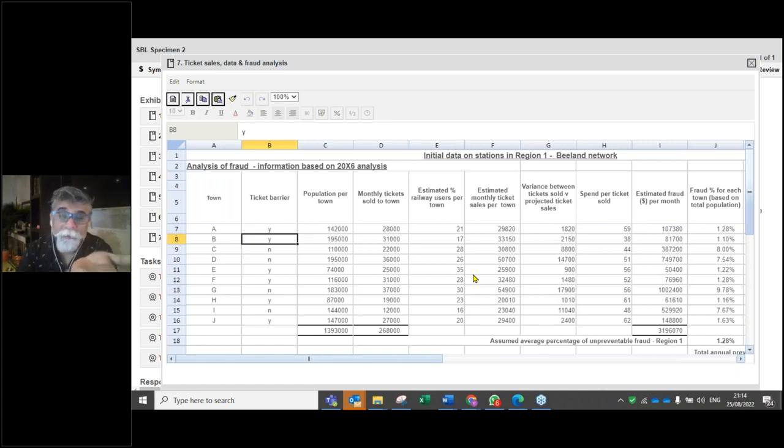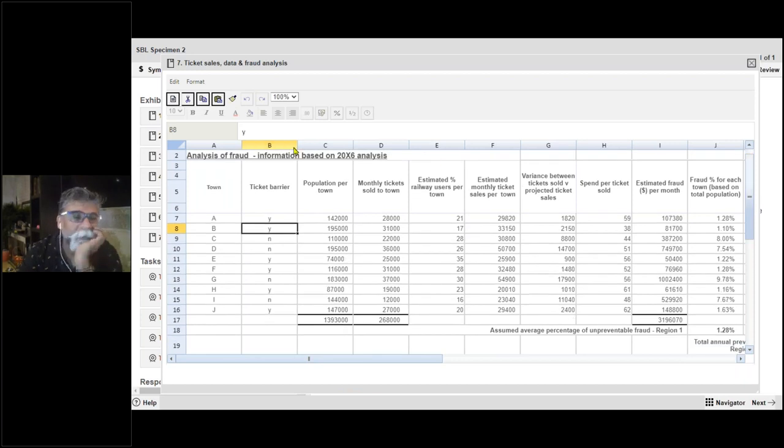So I'm also looking at this spreadsheet for the first time. All right, I don't do specimen questions, but because I picked it up, I'm looking at it for the first time. So now I will review it as a CFO. It says initial data on stations in region 1. So this is about data of region 1. Analysis of fraud information based on 20x6 analysis.